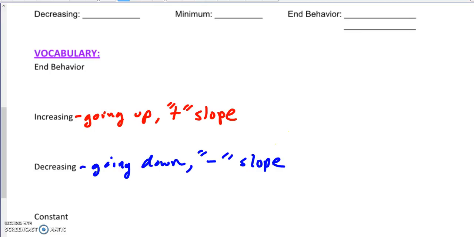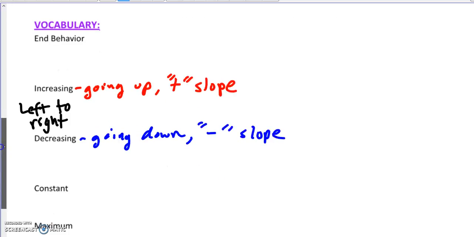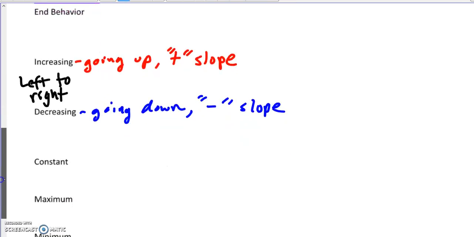And then perhaps the most important thing when thinking about increasing, decreasing is you always think about the graph moving from left to right. Why from left to right? Someone just decided that. It's kind of like, why do you read from left to right in English? Because someone decided that. So we're always going to look at the graphs from left to right and ask, is it going up, positive slope, or going down, negative slope? Constant then just means, well, it's not going up or down. It's flat, it's horizontal. And it would have zero slope, or a slope of 0.